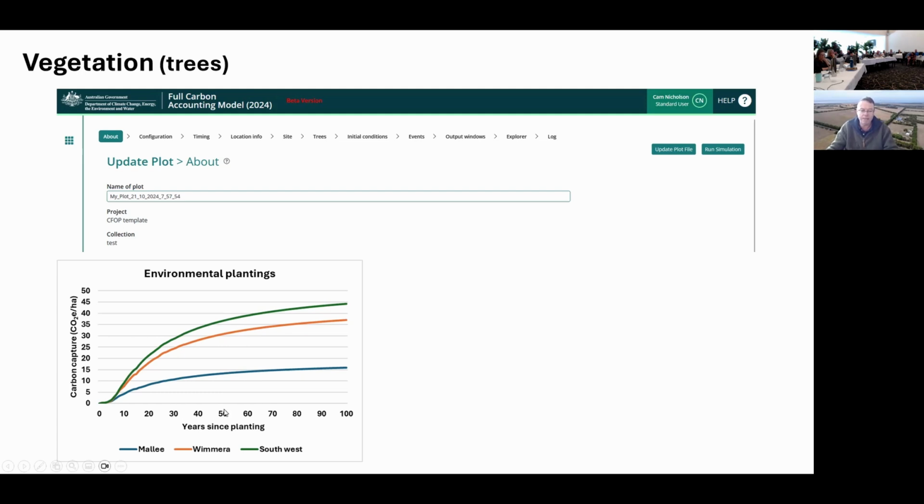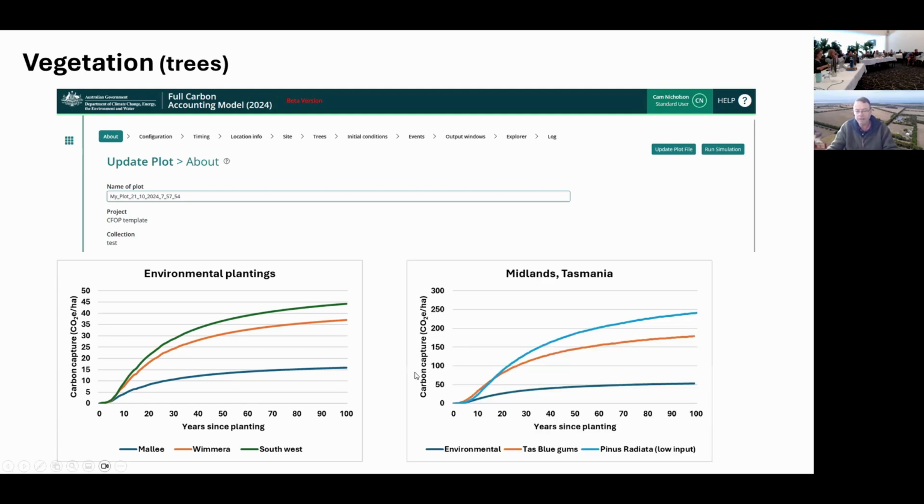So if you're in the Mallee, after 50 years you get about 14 to 15 tonnes of CO2 equivalent credits per hectare. But if you're in the southwest, you'd be getting 35 to 40 over that same period. And it's simply a recognition of how well the plants grow. Higher rainfall, more carbon accumulation according to the models. So that's the first one.